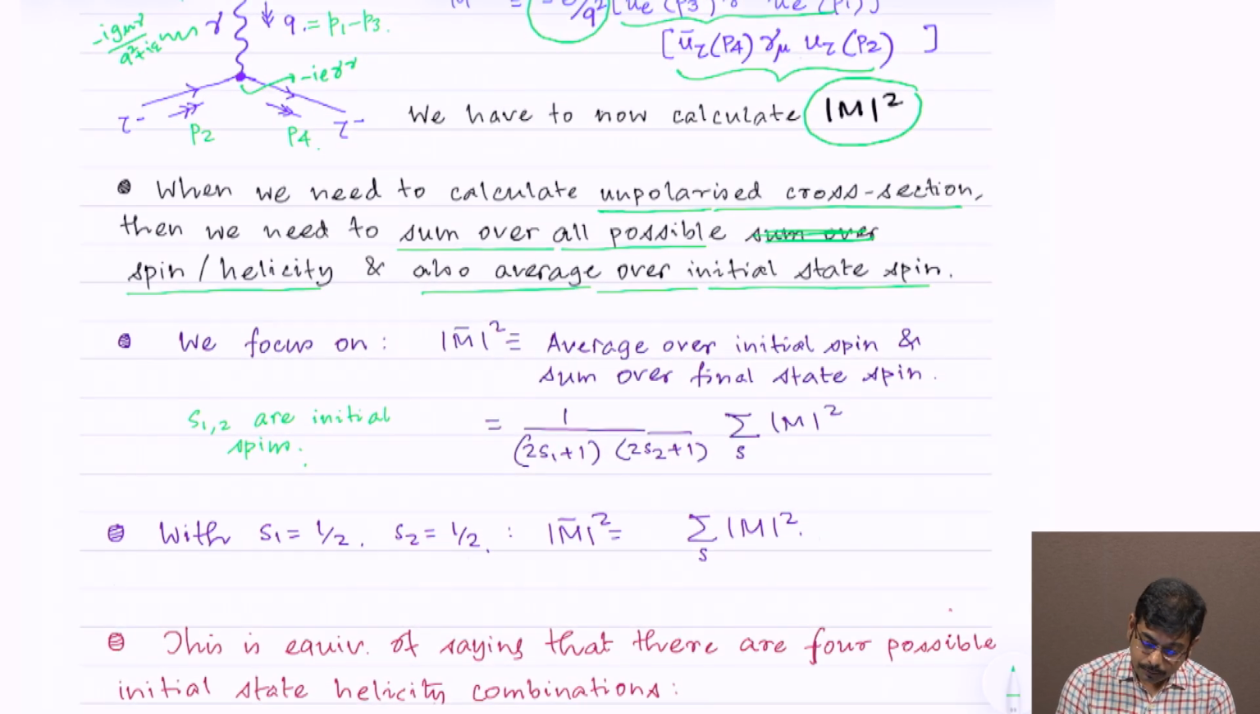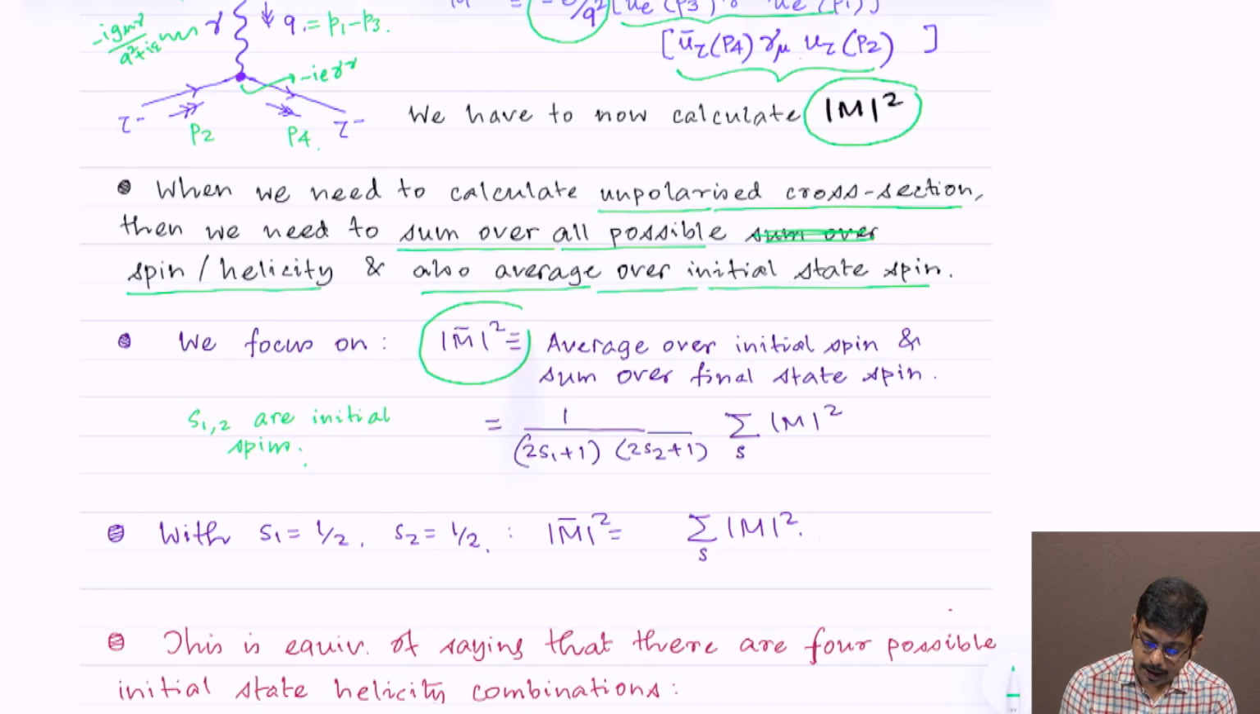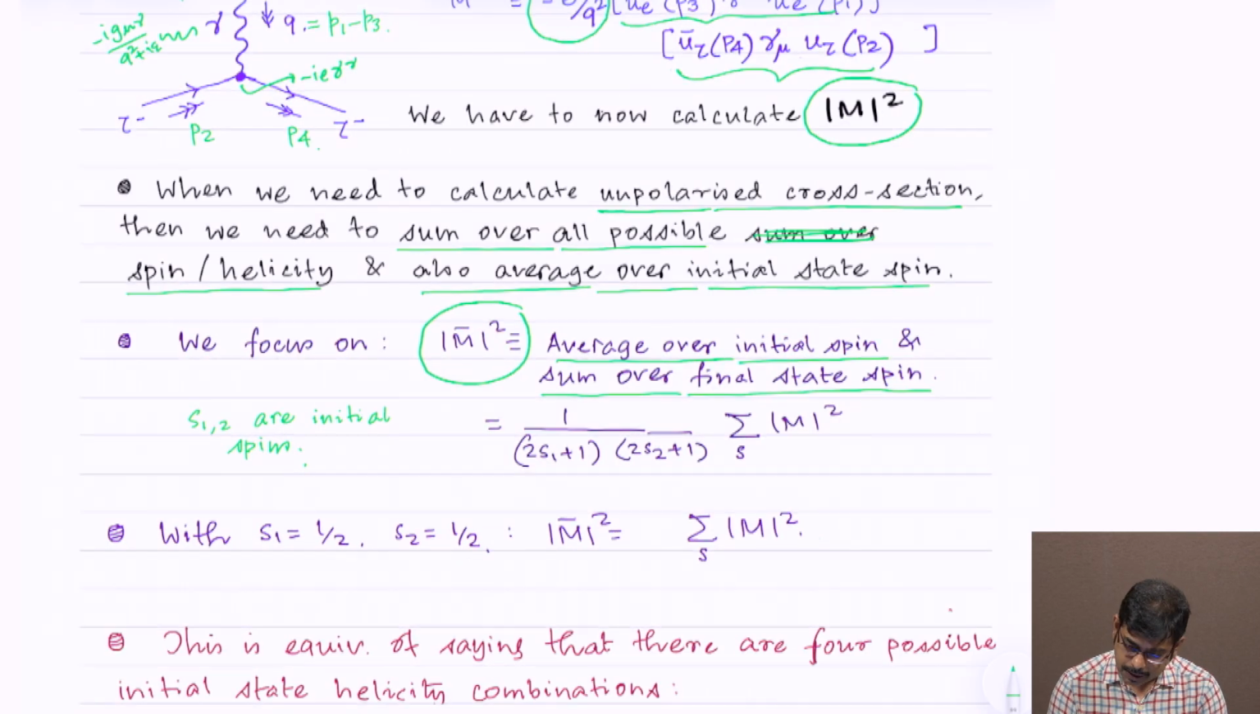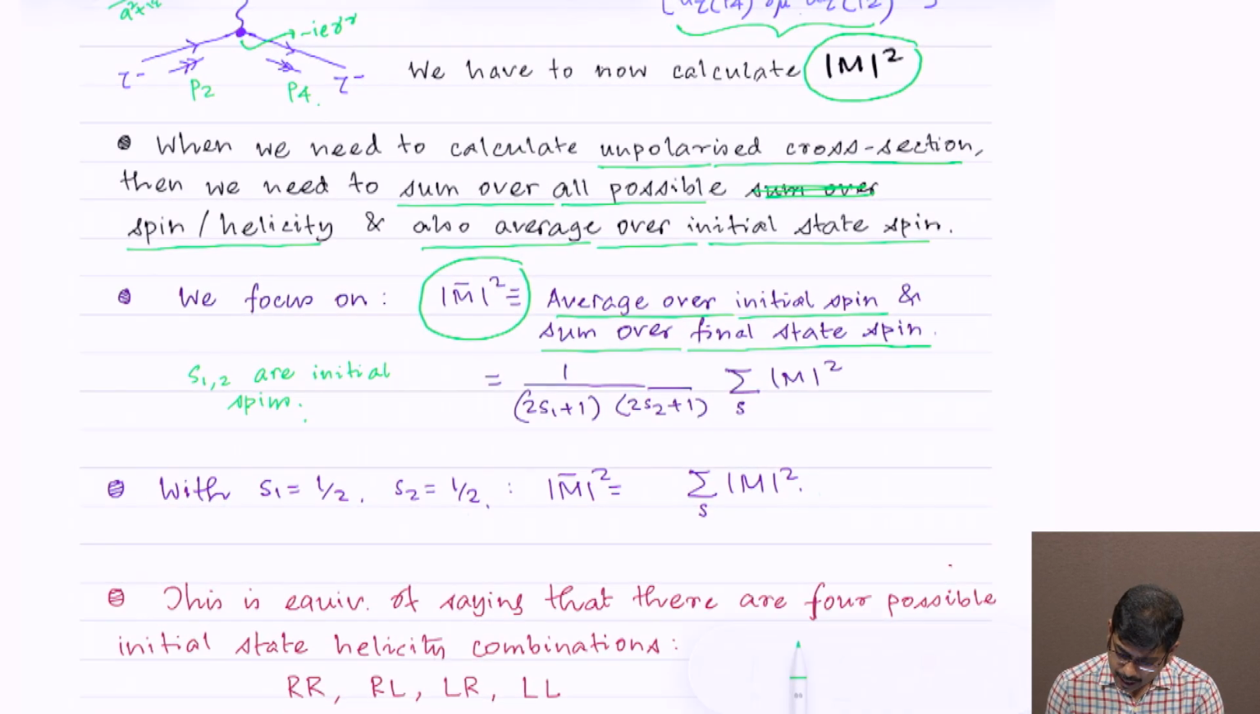So, basically, we focus on mod of M bar square, which, as I just said, is averaged over the initial state spin configurations and summed over all the final state spin or helicity configurations. That is what is legitimate, because if I am not mentioning this, then initially I will take an average over the spin. Average is basically summing and dividing by the total number of possibilities. So, this is precisely what I mean.